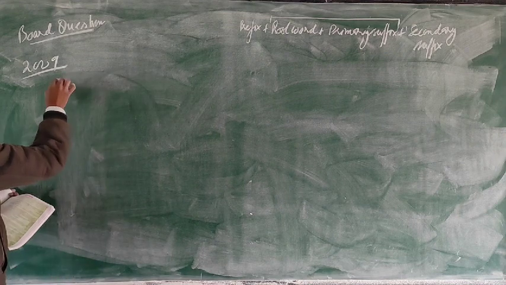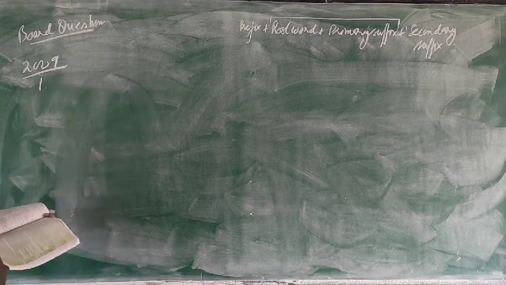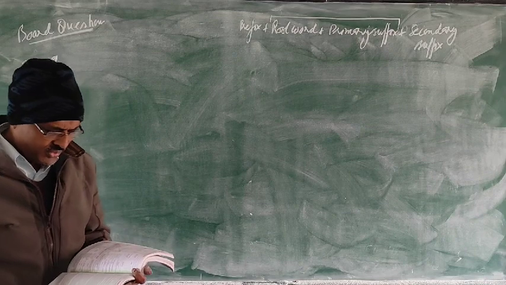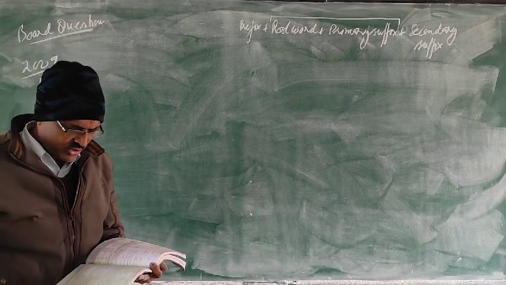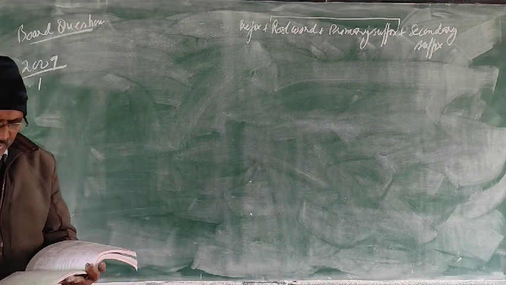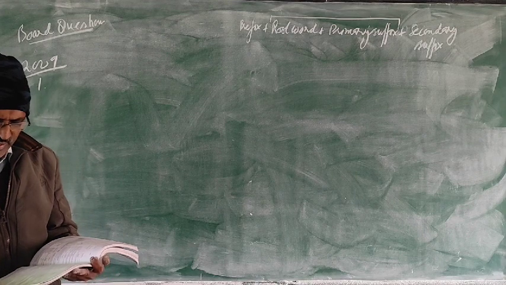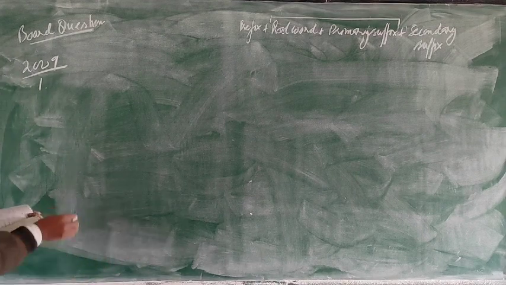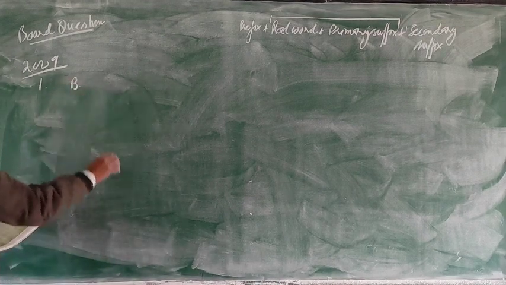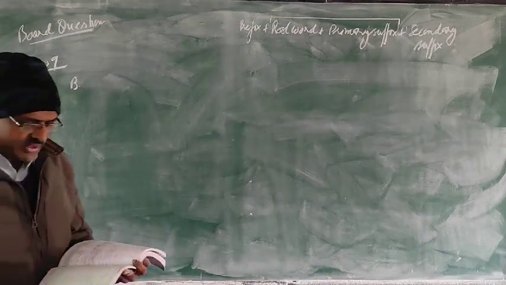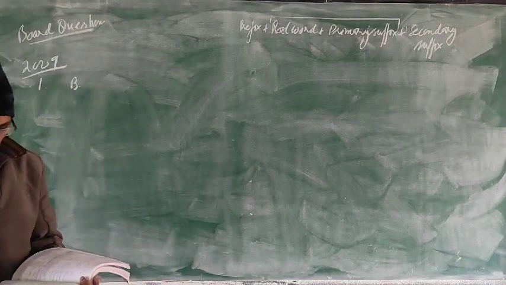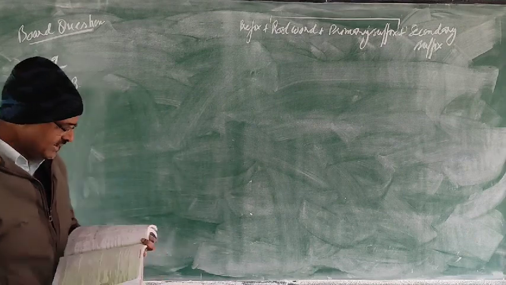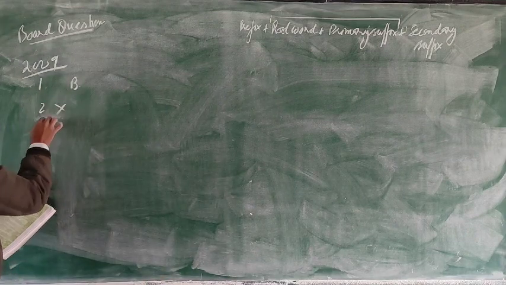That first question: which of the following statements is wrong about alkane? This B is wrong, they can undergo addition as well as substitution. So B: alkane will give only substitution reaction, not both. Then the second one, this is not in syllabus.